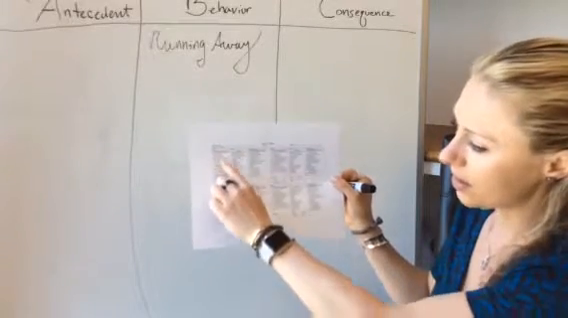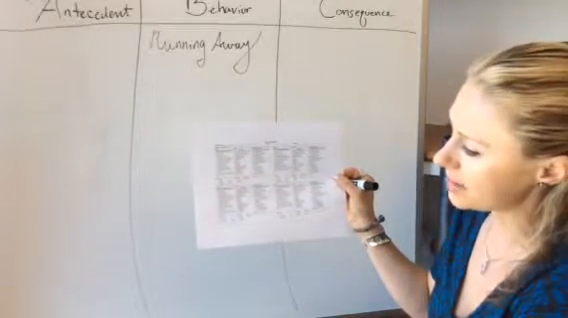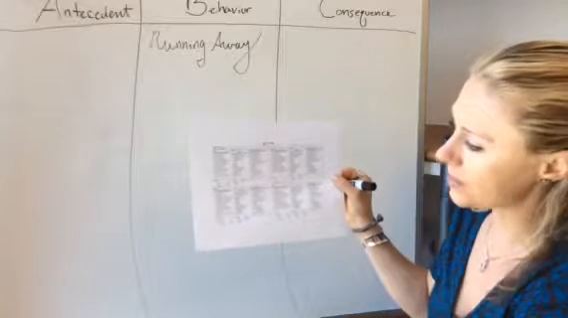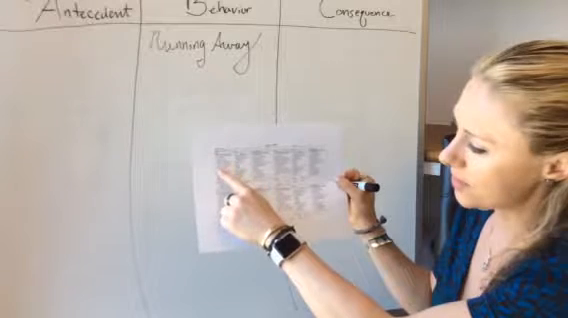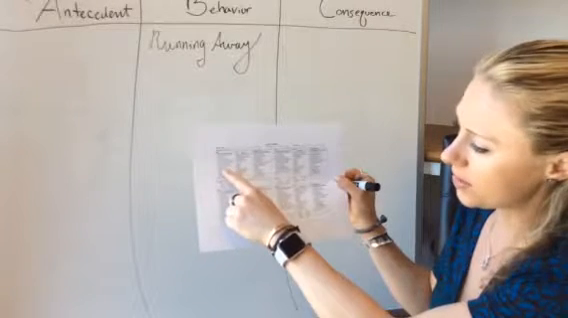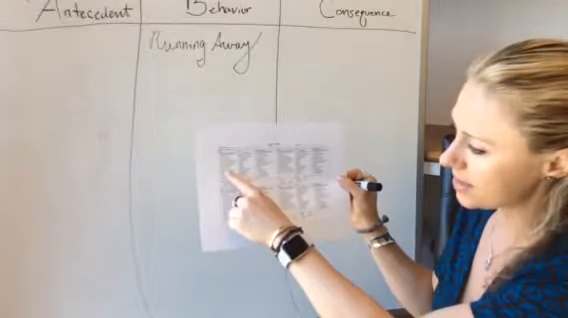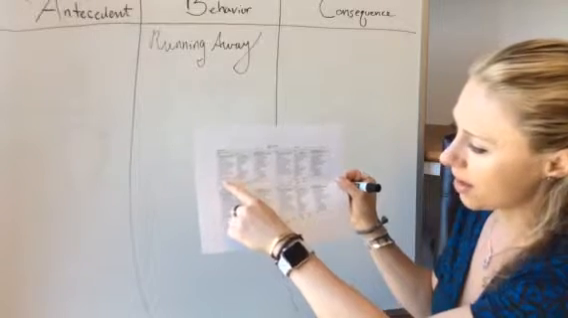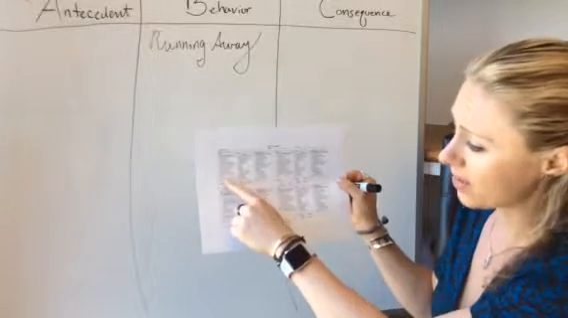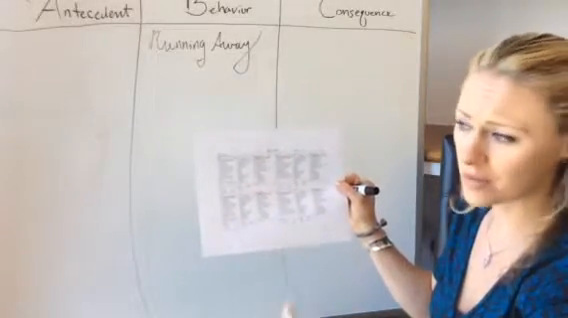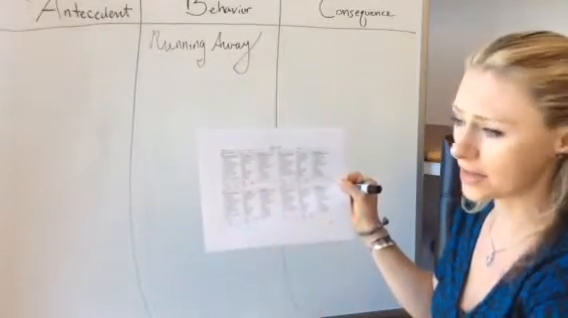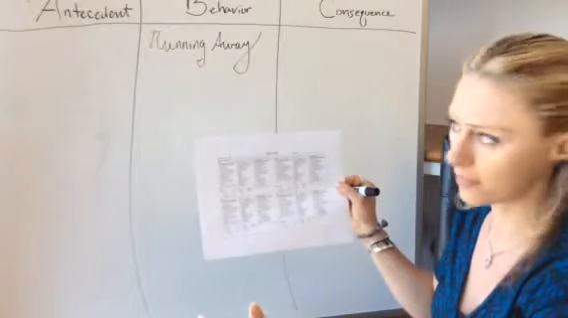In our antecedent column, we have such examples as given a direction or activity, asked to wait, new task, difficult task, preferred activity, loud, noisy environment, transition between activities, attention given to others, asked to wait, left alone, okay? Various variables or activities or things that might be going on in the environment.